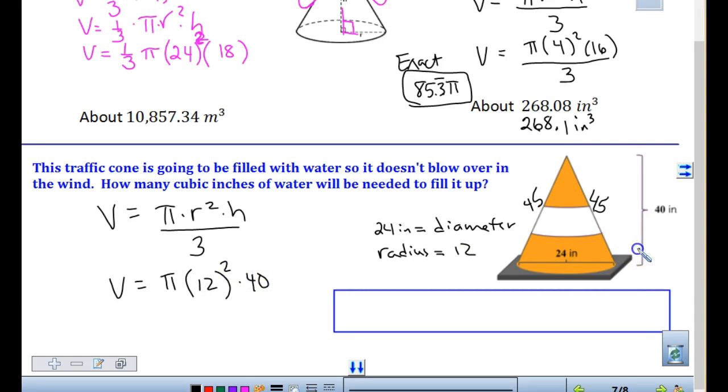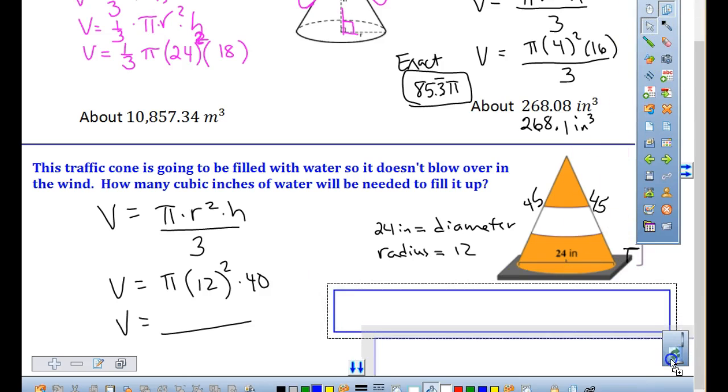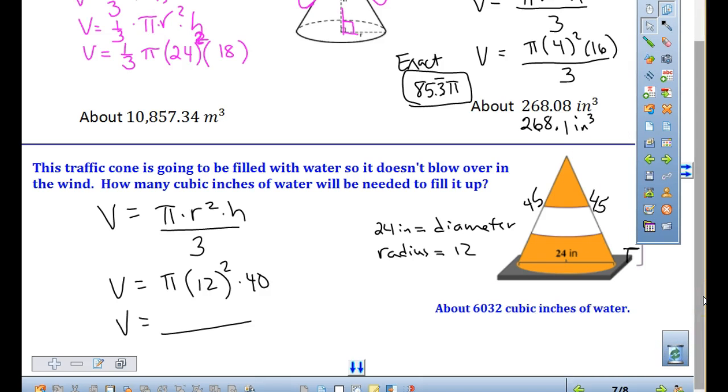The reason we're using 40 is that 40 is perpendicular to the base. This is our height. This is called your slant height. You used it last year when you found surface area. And now my answer for this question should be in inches what? Cubed. Now, does it make sense that they rounded it to the nearest cubic inch? If you're thinking about what a cubic inch of water is, it makes sense that you could round this to the nearest unit, okay?